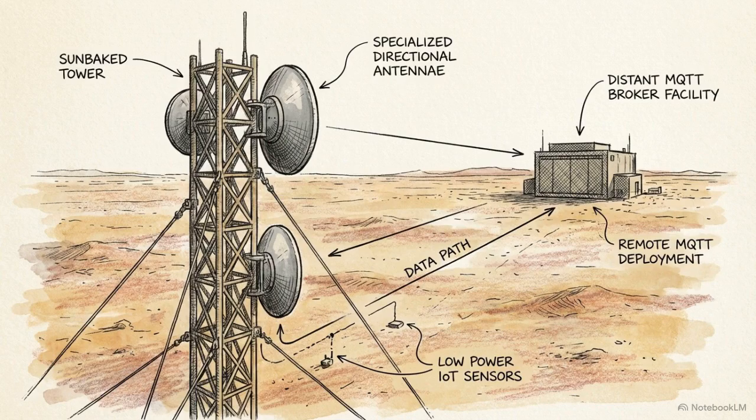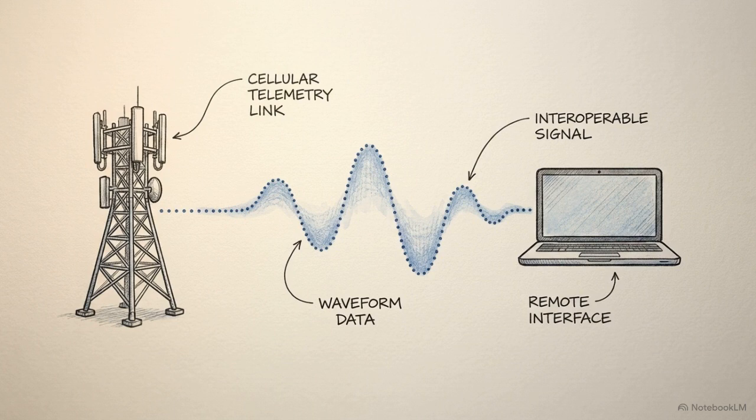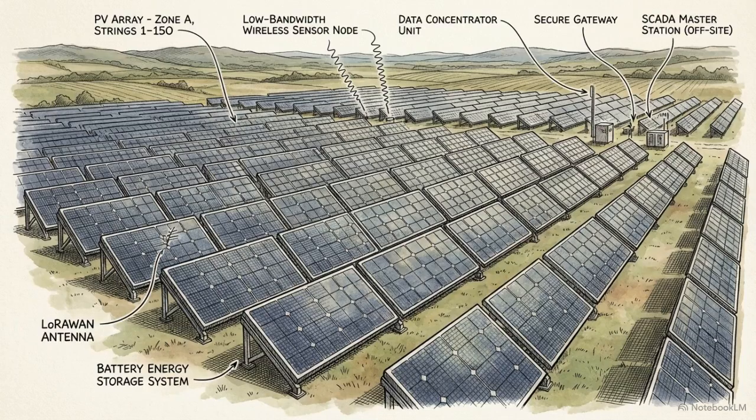For remote deployments where wired networks are impossible, engineers rely on lightweight publish and subscribe protocols, specifically MQTT. Paired with standard GSM cellular or Wi-Fi links, it balances simplicity with interoperability. A recent photovoltaic SCADA deployment demonstrated the efficiency of this specific low-bandwidth topology.